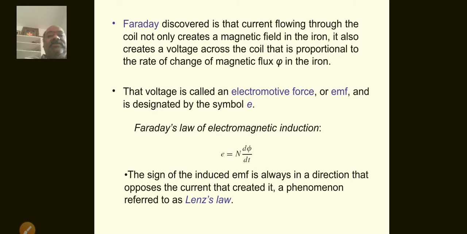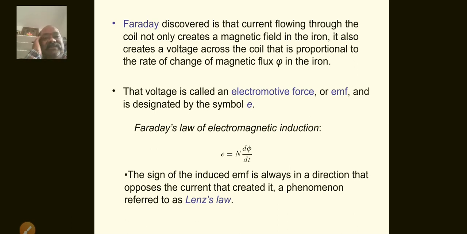So what Faraday discovered is that when current flows through the wire, it can create a magnetic field, that is magnetic flux. But not only that, it also creates a voltage across the coil, which is proportional to the rate of change of the magnetic flux in the iron. So it is a related thing.